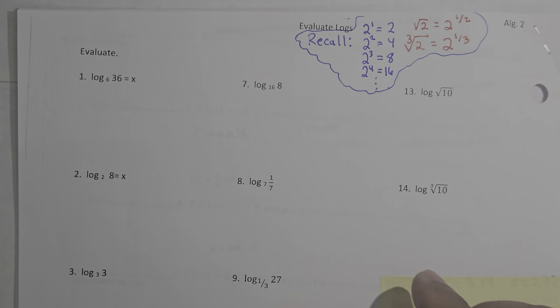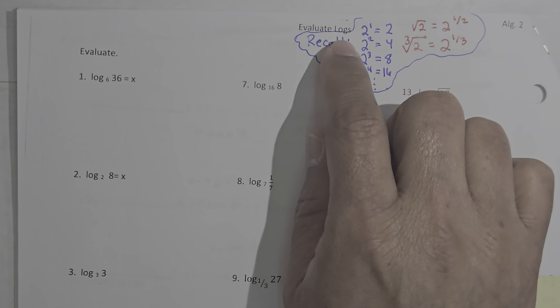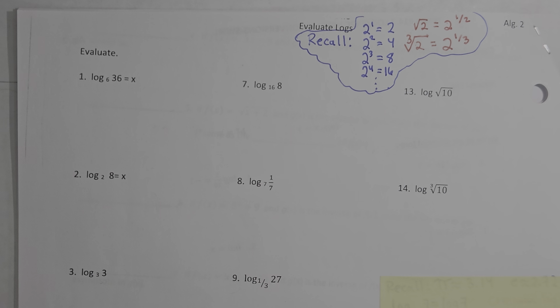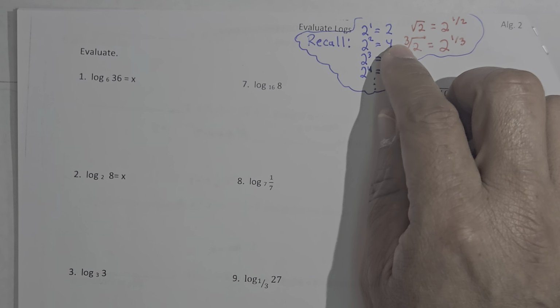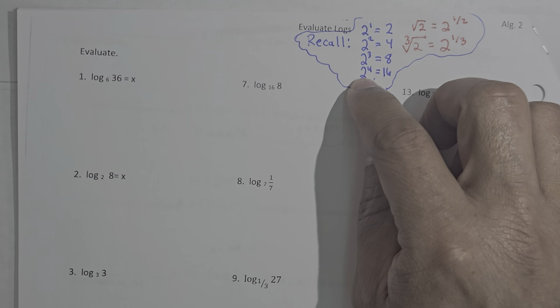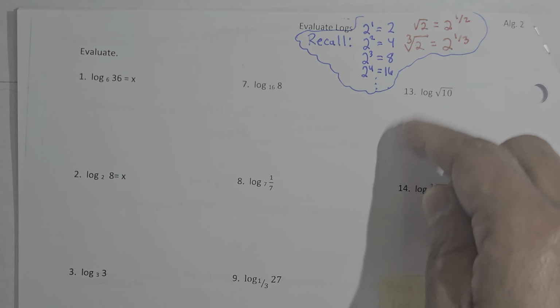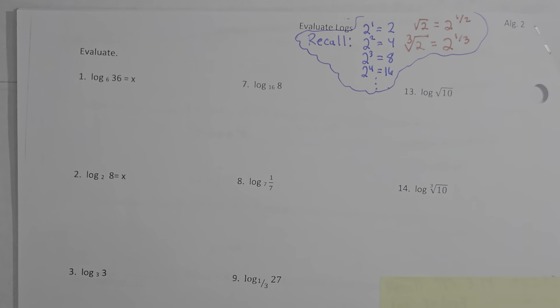Hi everyone, this lesson will cover how to evaluate logs. Okay, so let me recall along with you that 2 to the first power is 2, 2 to the second is 4, 2 to the third is 8, and 2 to the fourth is 16, and we can continue, but we have done this in class. You will see it again today when we evaluate logs.